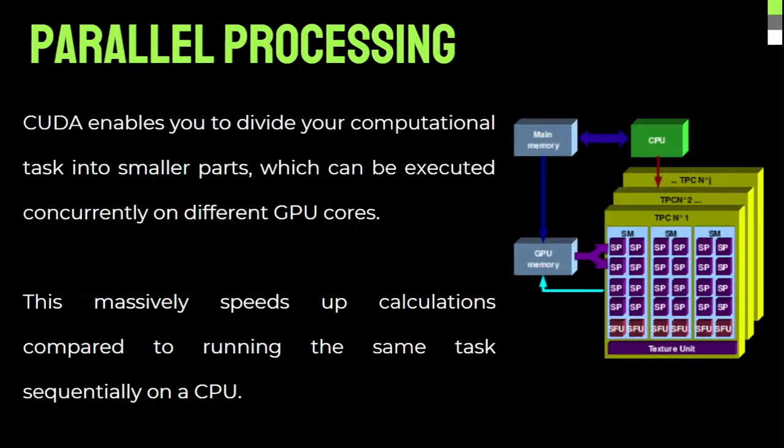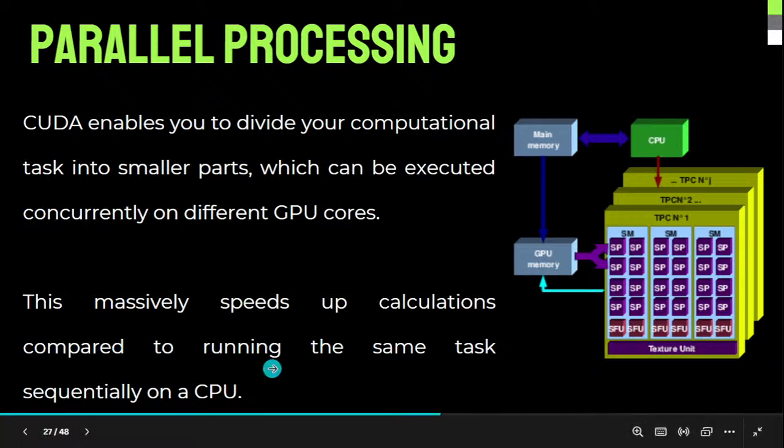So, parallel processing. CUDA enables you to divide your computational tasks into smaller parts which can be executed concurrently on different GPU cores. Your GPU has multiple cores, ours has 128 cores. You can't run a GPU without a CPU. The CPU is the one that tells it what instruction to carry out. The CPU will split the task and give it to the GPU, so the GPU will do the task and give back the result. So the GPU cores execute the parts and finally give you a result, and this massively speeds up calculations compared to running the same task sequentially.